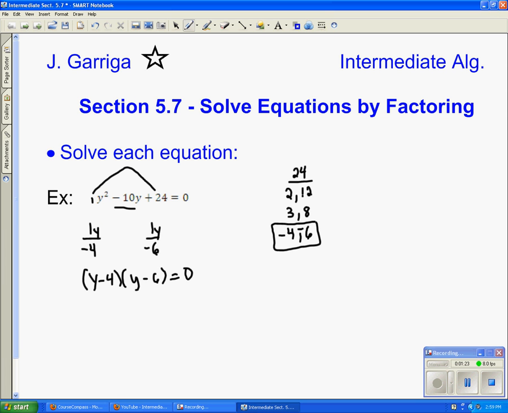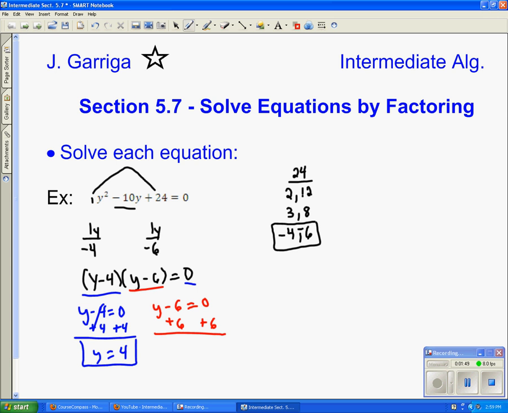Now all I have to do to solve this is take this first parenthesis and set it equal to 0 and solve, and then take my second parenthesis, set it equal to 0 and solve. So my first one, I'm just going to add 4 to both sides, and I get y equals 4. That's one of my solutions. And then for my next one, I add 6 to both sides, and I'm going to get the solution y equals 6. So my two answers are 4 and 6.